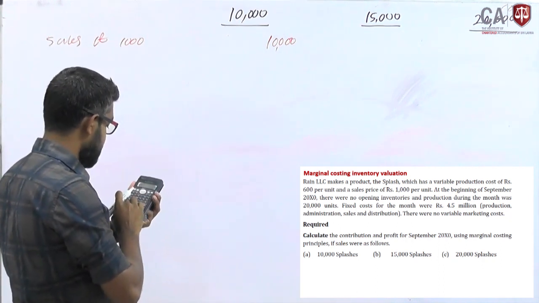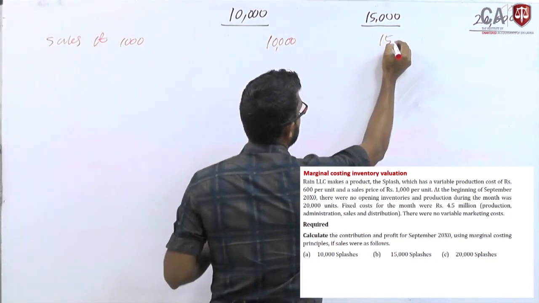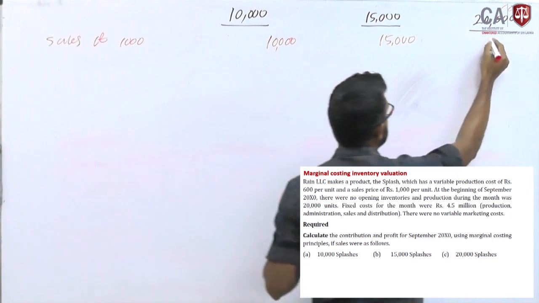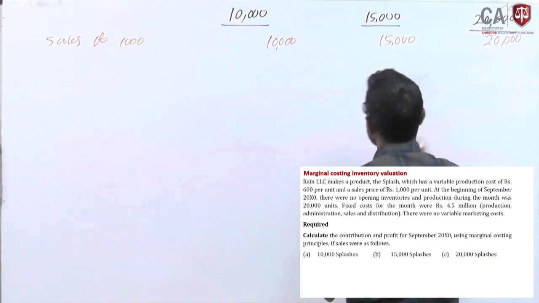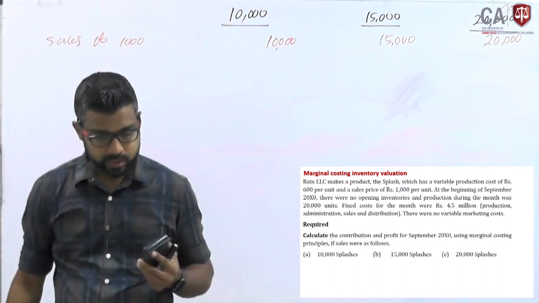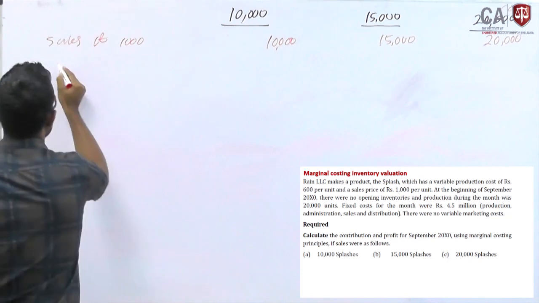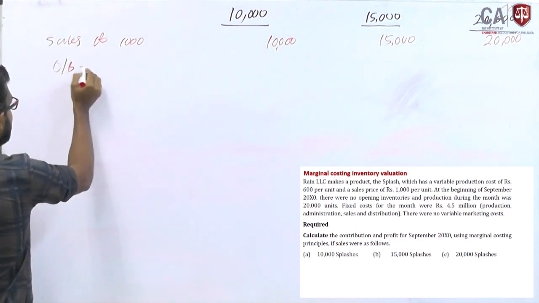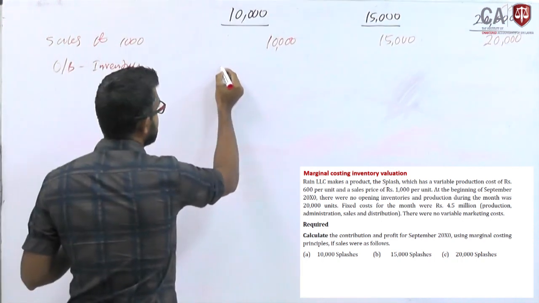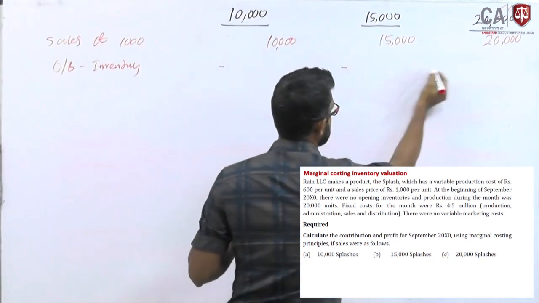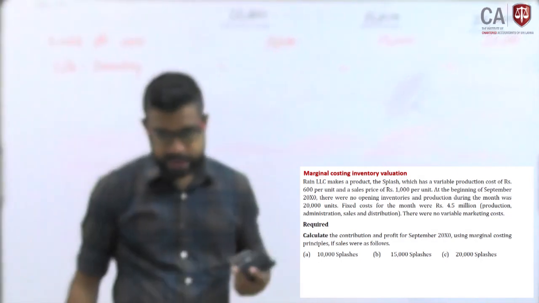Under the 15,000 level, 15,000. Here 20,000, in thousands, right? Then they said no opening inventory. Opening balance inventory 0. No balance, right?